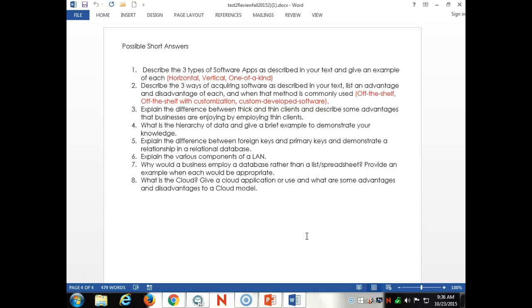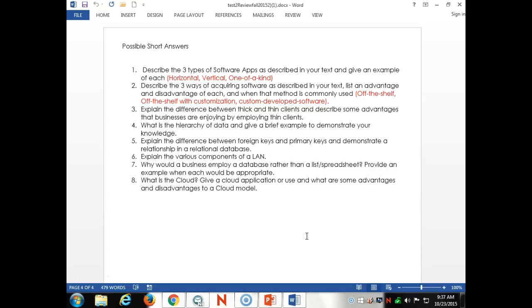Describe the 3 types of software. I think that's pretty vanilla. We talked about horizontal, vertical, and one of a kind. Describe the 3 ways of acquiring software as described in your text. List an advantage and disadvantage of each, and when that method is commonly used.